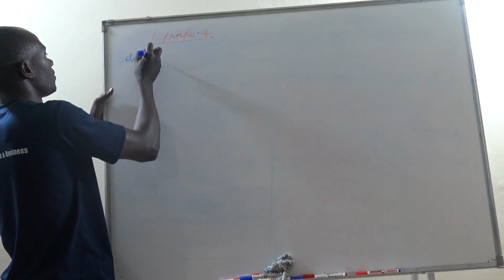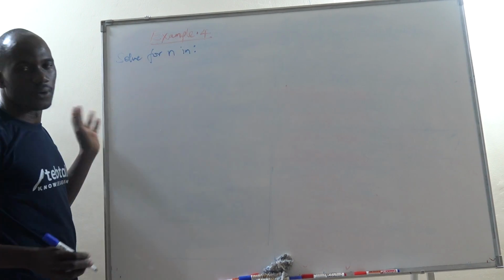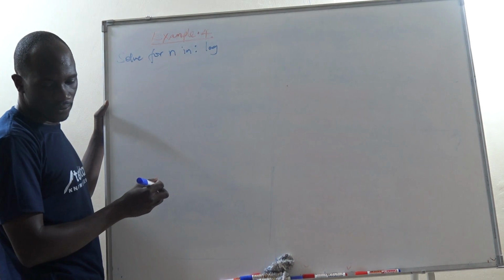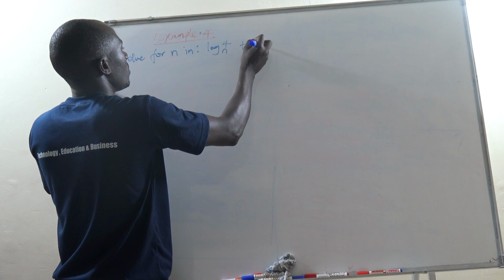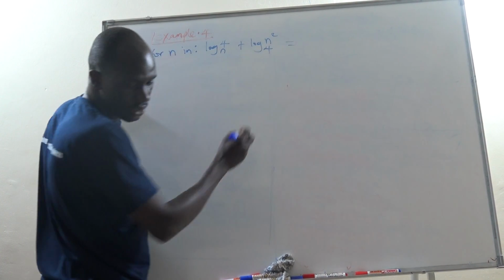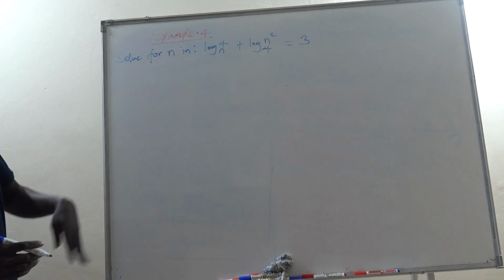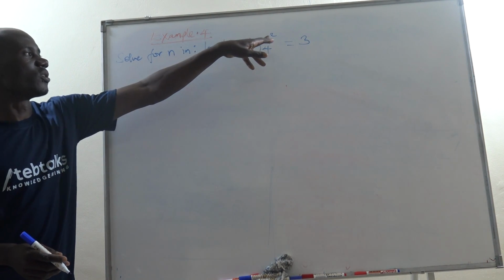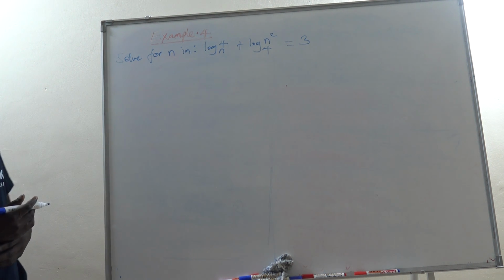Solve for n in log of 4 base n plus log of n squared base 4 equals 3. So what I'm going to do is this. The first one is log of 4 to base n plus log of n squared base 4. You can see the base has already been interchanged.